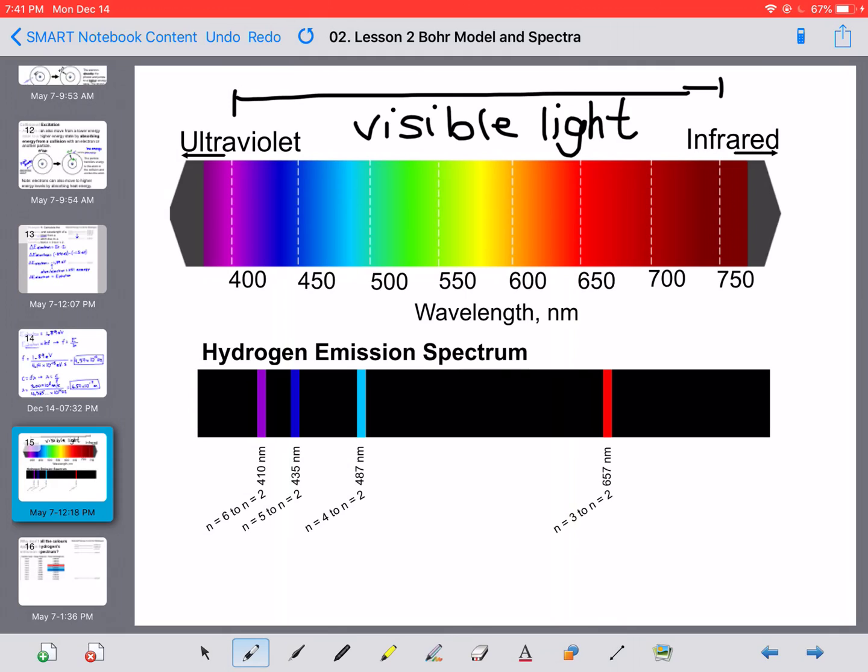And within visible light, we see all of the colors of the rainbow. Now, earlier in this lesson, we talked about how if you look at hydrogen's emission spectrum, you don't see all of the colors of the rainbow. Instead, you just see 4 colors. So you see this sort of violet color, a darker blue, a lighter blue, and then red light. The question is, why do we not see all of the colors of the rainbow in hydrogen's emission spectrum?